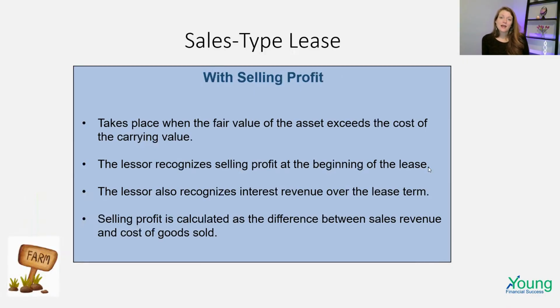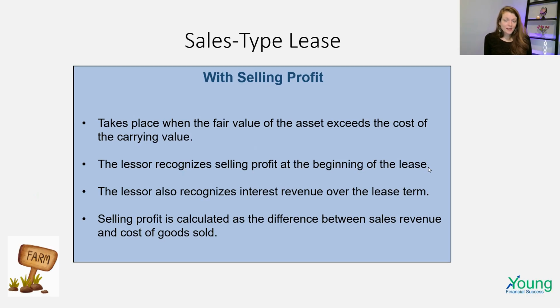So a sales type lease with or without selling profit. So with selling profit, this takes place when the fair value of the asset exceeds the carrying value. So we have this asset and it's worth more than what it's on the seller's books for, or the lessor's books. So the lessor is going to recognize selling profit at the beginning of the lease. So if there is profit, they're going to recognize that right in the beginning as soon as they hand that asset over. And we're going to look at this as well.